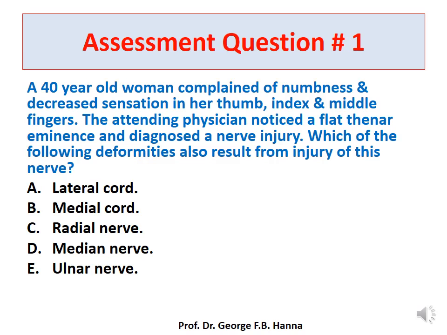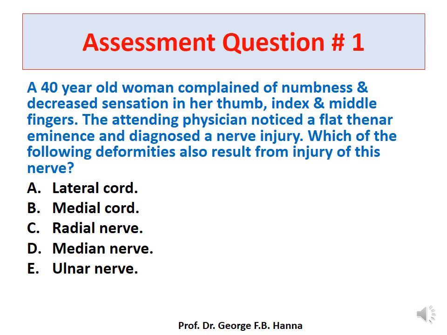Now, let us see this assessment question. A 40-year-old woman, so it's a female and 40 years old, complained of numbness and decreased sensation in her thumb, index, and middle fingers. These fingers seem to be supplied by the median nerve. The attending physician noticed a flat thenar eminence. Oh, we are coming close to carpal tunnel syndrome, and diagnosed a nerve injury. Which of the following deformities also result from injury of this nerve?